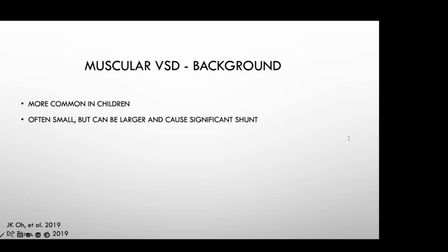So muscular VSDs are relatively common in children, but very infrequently seen in adults. They're located deeper within the ventricular septum, away from the valves and in the trabeculated muscular portion of the septum. And they're surrounded by a complete rim of trabeculated muscle. They often spontaneously close during childhood, so we don't see them very often in adults. They're often small, and there can be multiple muscular VSDs in the same patient. And they can be small, but they can also be quite large.